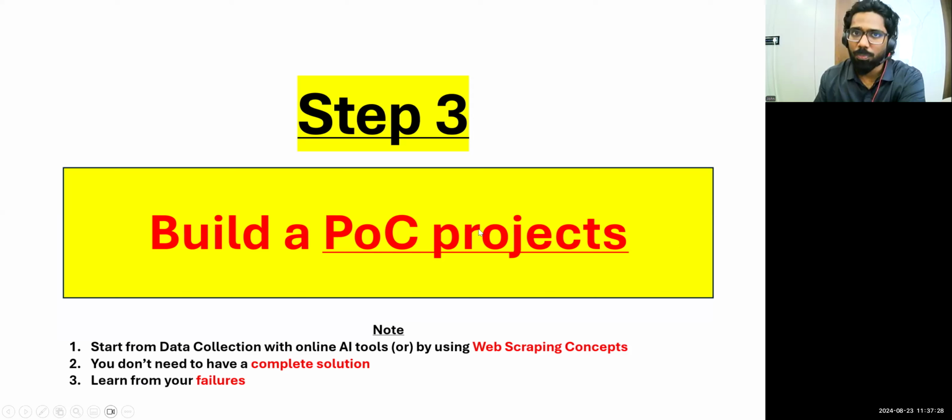Now, what is step number 3? I hope you can see my screen. Step number 3 is build POC projects. POC means proof of concept projects. What do I mean by proof of concept projects? In step number 2, you got the projects and wrote them down, right? So you build those projects by yourself.